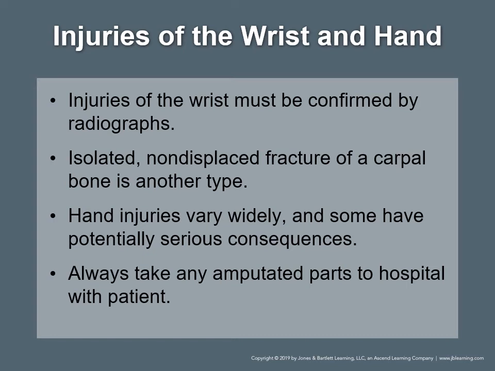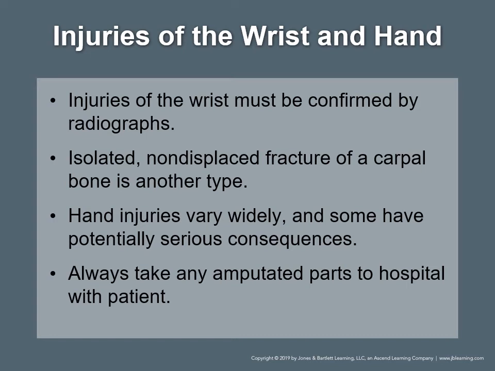Injuries of the wrist and hand. Injuries of the wrist, ranging from dislocation to sprains, must be confirmed by radiographs. Dislocations are usually associated with a fracture. Another common wrist injury is the isolated, non-displaced fracture of a carpal bone, especially the scaphoid. Any questionable wrist sprains must be splinted and evaluated in the ED or an orthopedic surgeon's office. Hand injuries vary widely and some have potentially serious consequences. All hand injuries must be evaluated promptly by a physician.